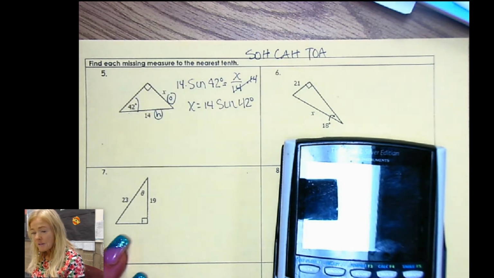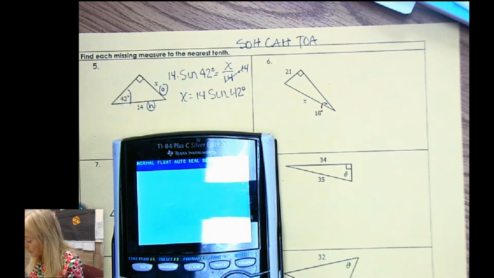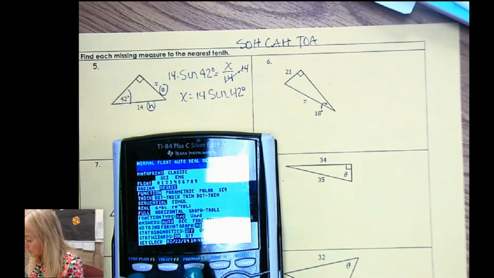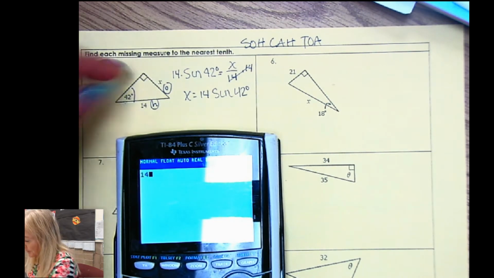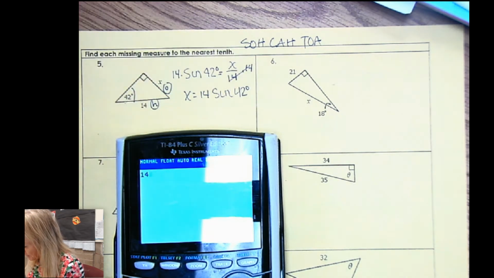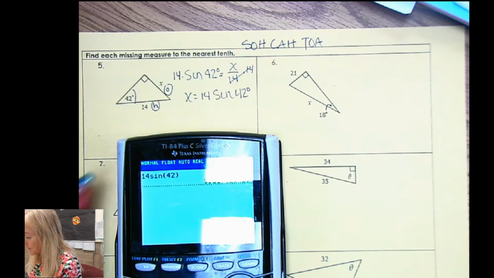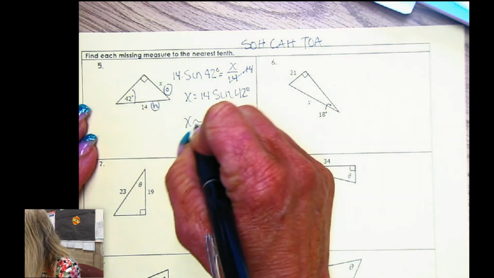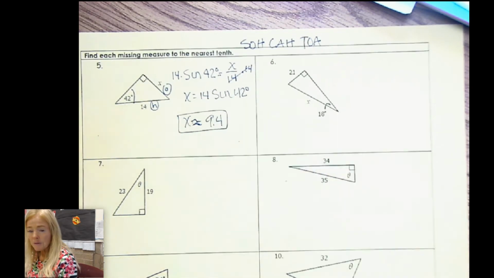We get our calculator, and first we make sure our mode says degree, because our question has been asked in degrees. We type in what x is equal to: 14 times the sine of 42. You don't even have to type the times sign, it's just 14 sine 42. 9.4 is the nearest tenth. So x is approximately 9.4, and we say approximately because we have to round.